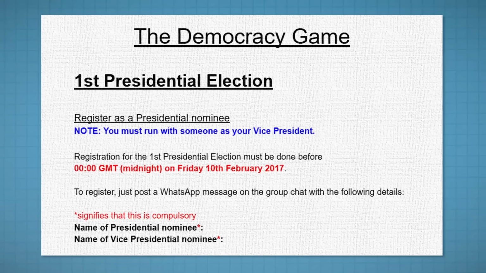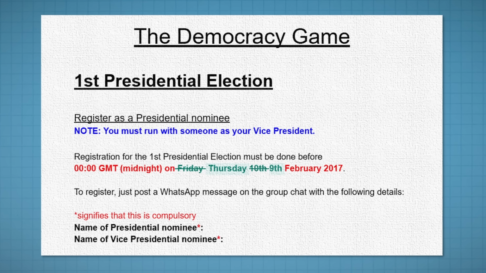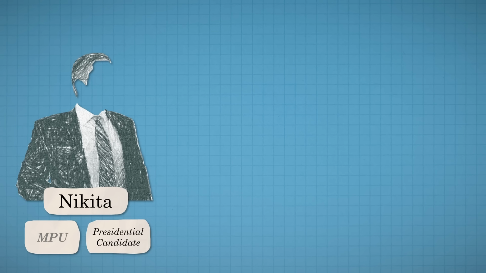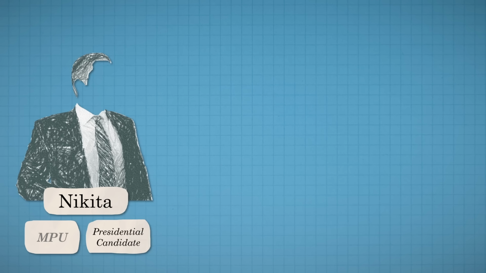Nominations for the Republic's first ever presidential elections opened up, and the deadline for nominations was set at midnight Friday the 10th of February 2017. I later changed it to Thursday the 9th because I was getting way too excited to get started now. Luckily for me, I didn't have to wait that long. A player called Nikita was the first to file his candidacy.